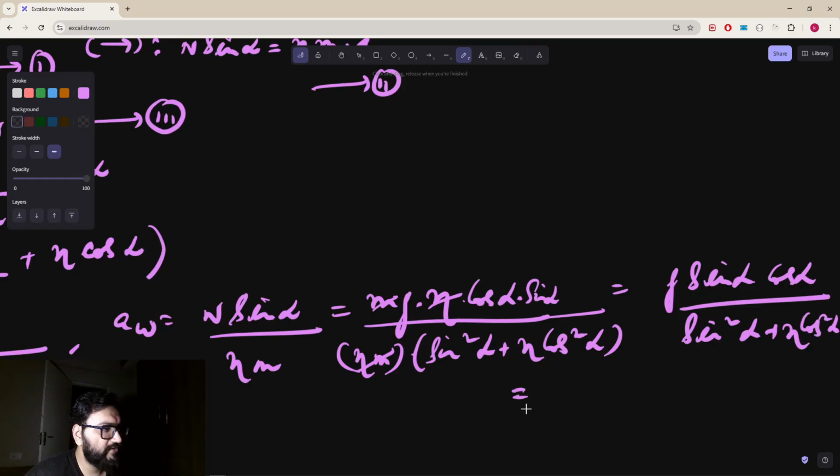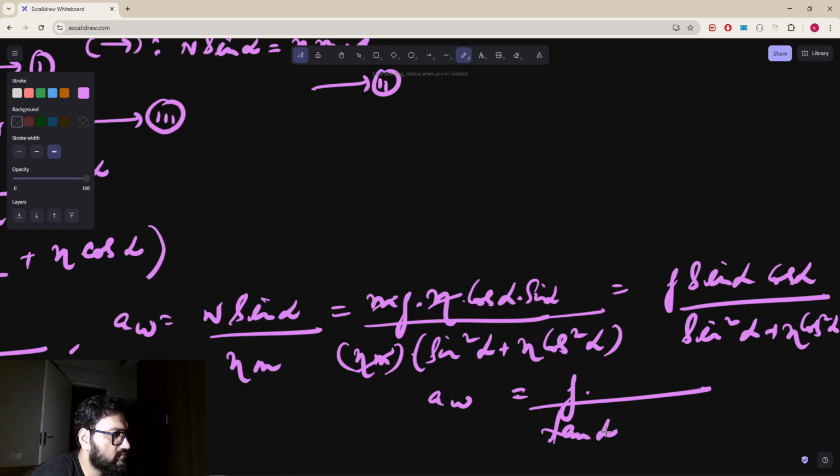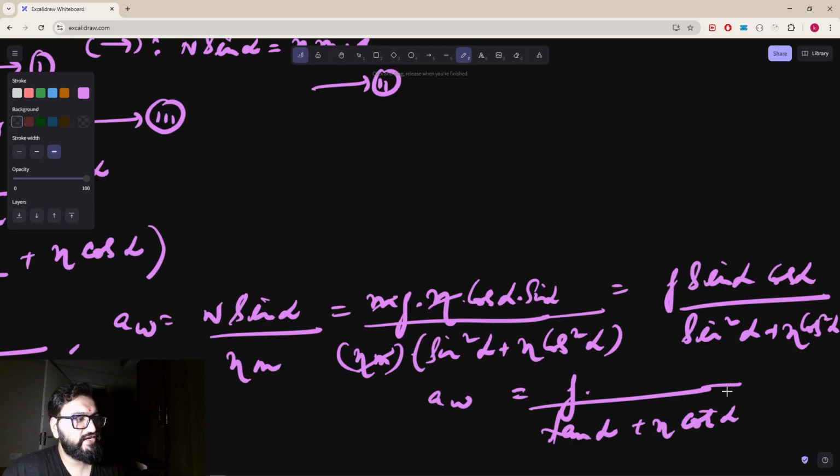Okay, now if I divide the numerator and denominator by sine of alpha into cos of alpha, I get the value of AW as g divided by tan of alpha plus eta times cot of alpha. Okay, so this is the value of AW.